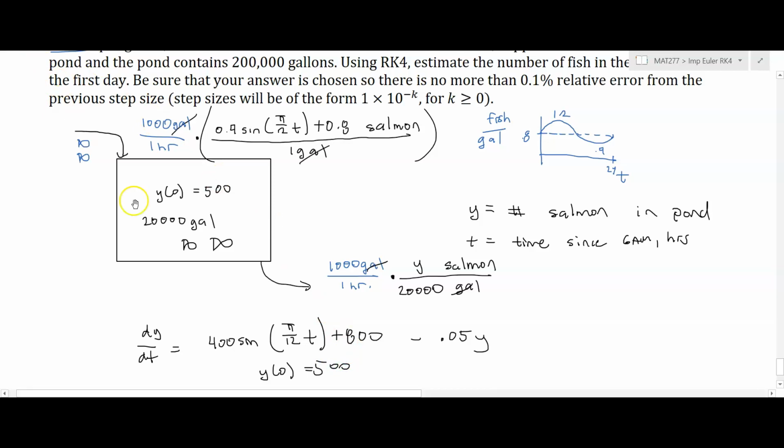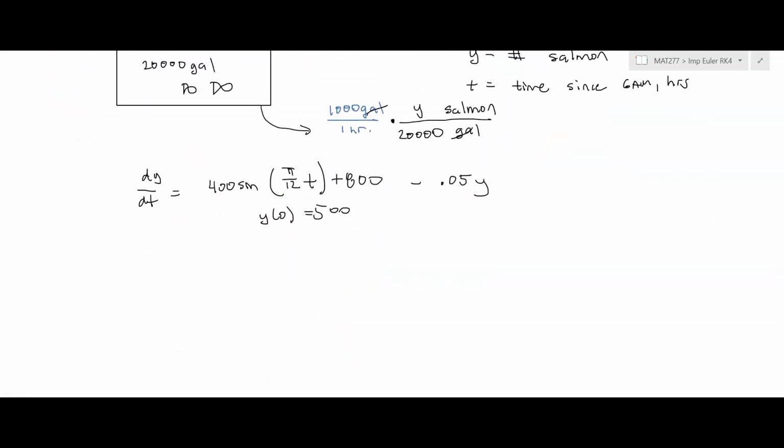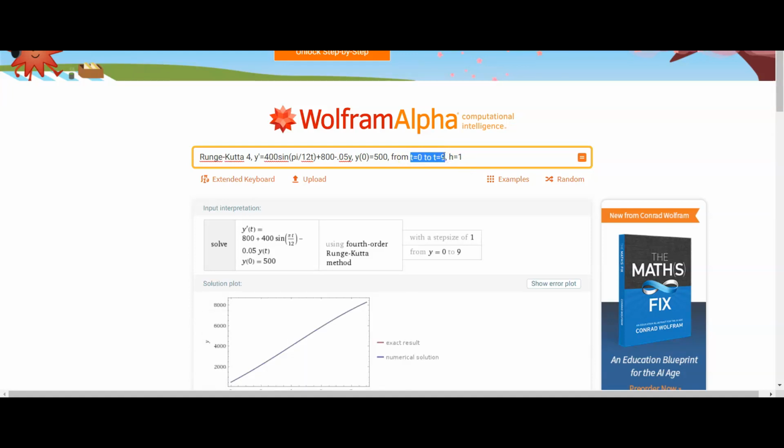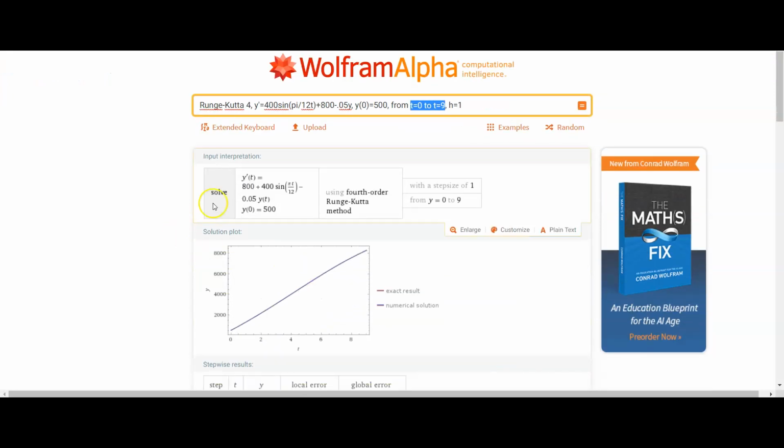So here's the fun part. We get to now model this in Wolfram Alpha. So here we are inputting the equation. Again, just a similar process. Notice that time goes from 0 to 9 because 3 p.m. is actually 9 hours after 6 a.m. So 6 a.m. to noon is 6 hours, and then noon to 3 is another 3 hours, and 6 plus 3 is 9. So there we go, just a review of what's going on here.